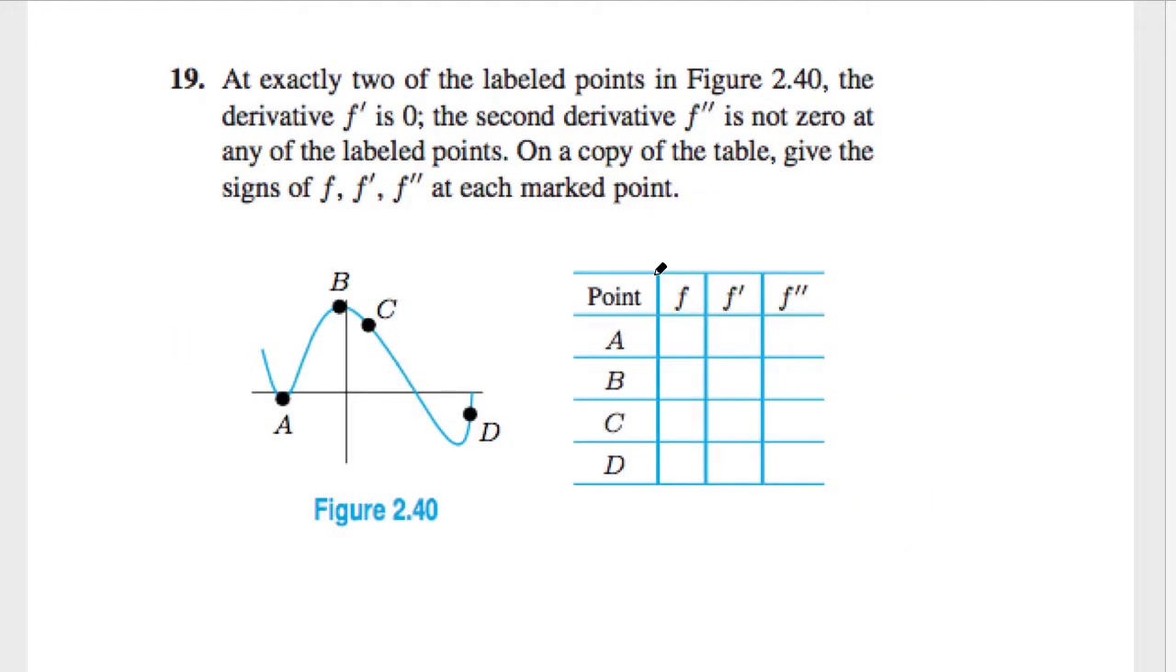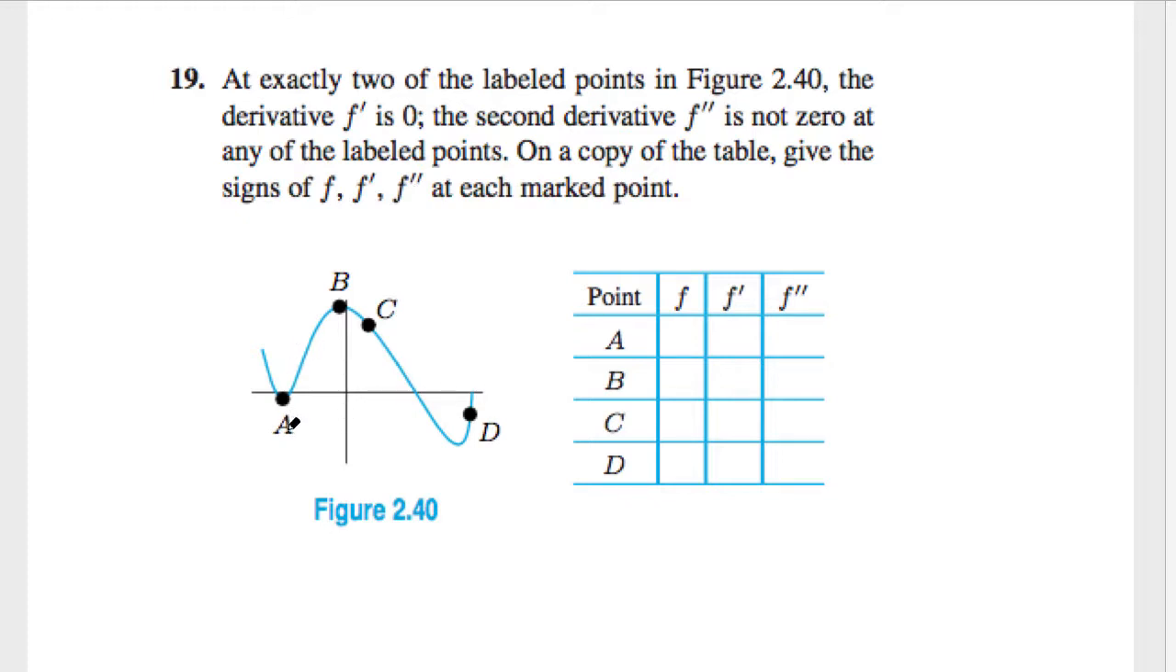For question number 19, we have a little bit of a puzzle going on. We have a situation where we have a graph with 4 points, A, B, C, and D, and we have some clues talking about the derivatives. So it says exactly 2 of the labeled points, the first derivative is 0. The second derivative is not 0 at any of these points. And so on a copy of the table, give the signs of the function, the derivative, and the second derivative at each of the points.